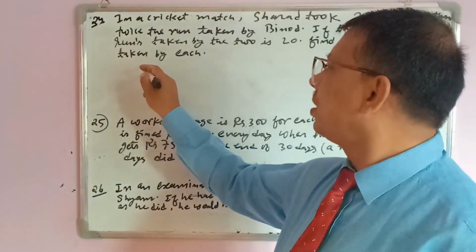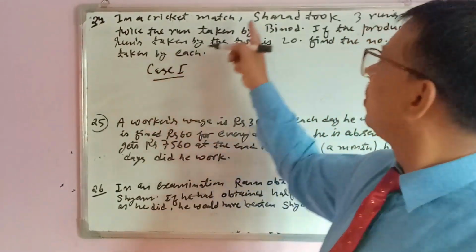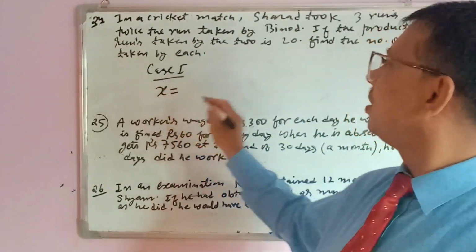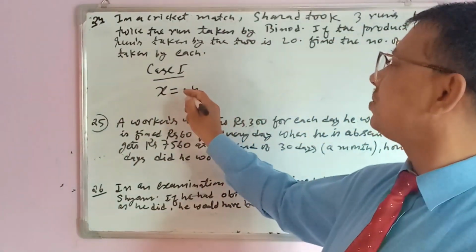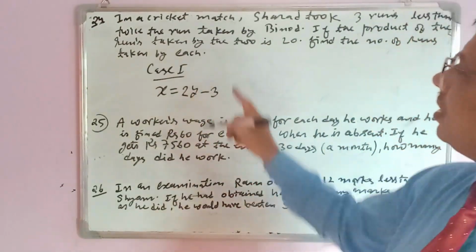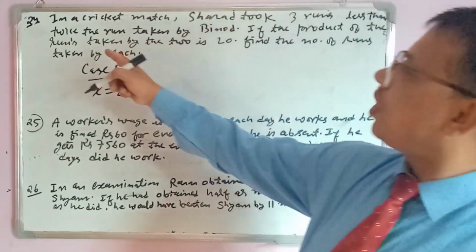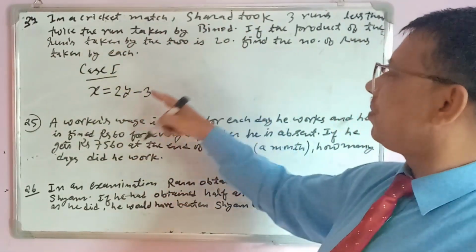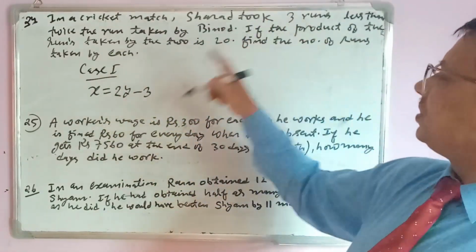Case 1. Saurabh took 3 runs less than twice the runs taken by Vinod. Saurabh took x runs, Vinod took y runs, and twice means 2y. 3 runs less means minus 3.